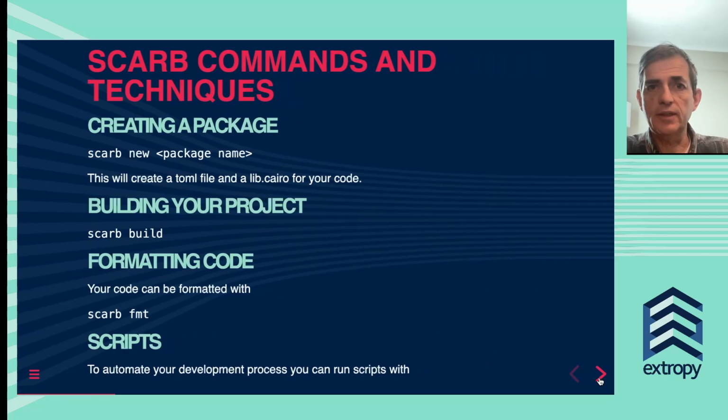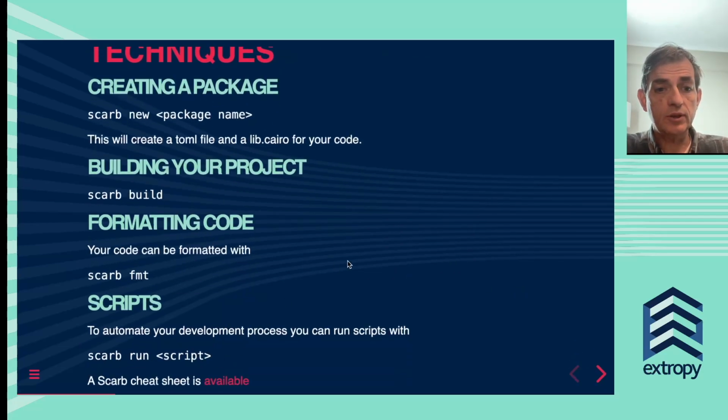Here's a list of some of the commands and techniques you may be wanting to use. So we can create a new package with Scarb new. We probably won't be doing that. We'll probably be more interested in the second command here, which is Scarb build, where we are building some code that we already have, so the contracts that you're auditing. If you want to format it, then there's a format command there. You can also run scripts with Scarb run. If the project you're auditing has got some scripts, you may well want to do that. And there's a link there to a cheat sheet available to tell you all of the commands.